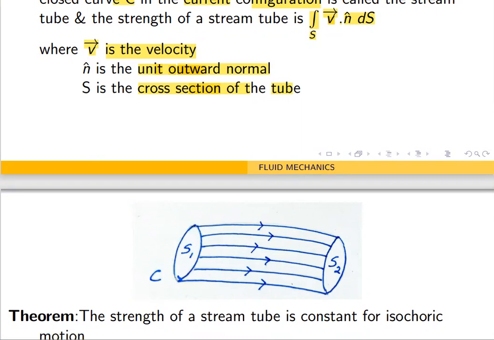S1 is a surface covering that closed curve C. These arrows denote the direction of the velocity of the continuum. And this is another surface.